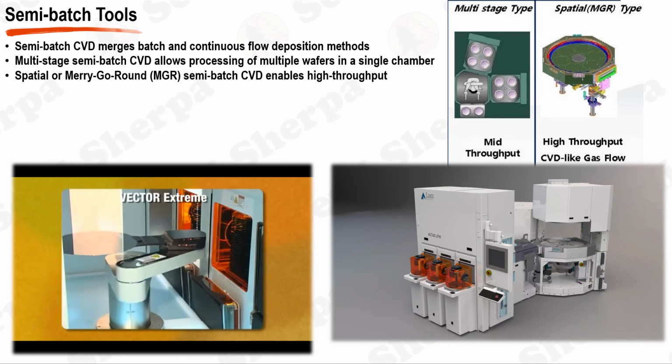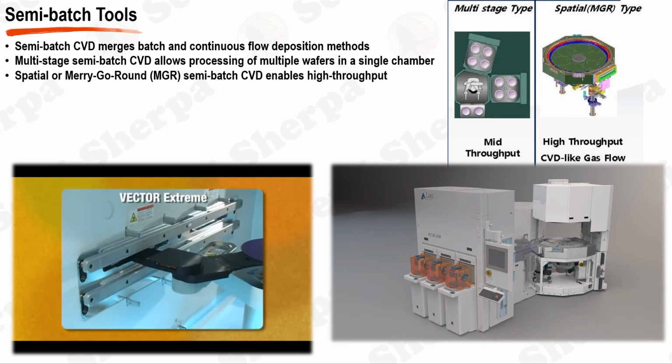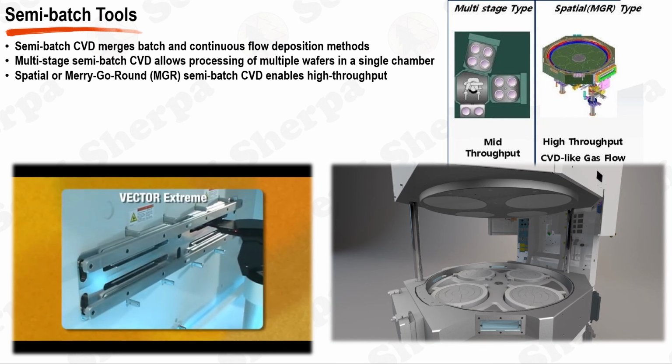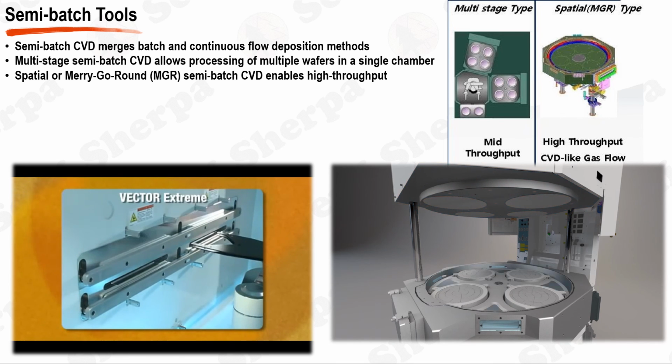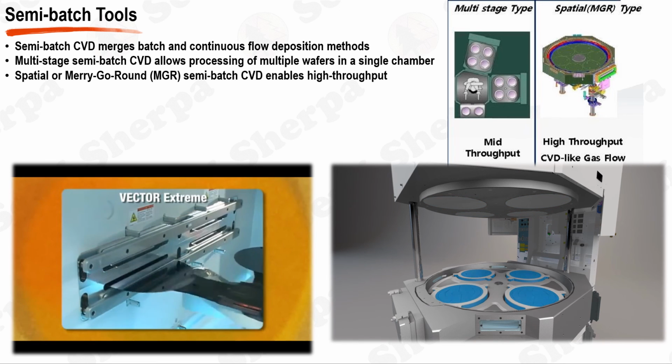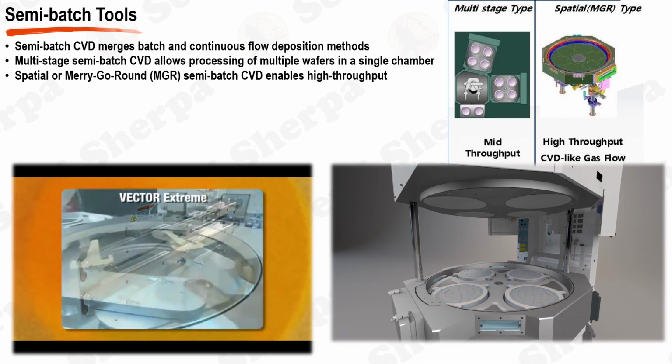the system. The spatial or merry-go-round, MGR, type is another semi-batch CVD variant designed for high throughput. Here, the substrate is continually rotated through different zones under a stationary gas cloud, each zone catering to a different part of the deposition process. This type allows for rapid, high-throughput deposition at a larger scale.